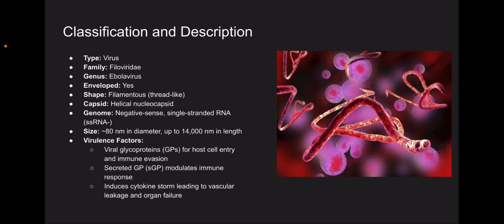This virus also releases a secreted form of the glycoprotein called SGP into the bloodstream. This SGP acts like a decoy by binding to and distracting the immune system's antibodies, which helps the virus avoid detection and destruction. Altogether, the structure and function of Ebola virus make it highly efficient and dangerous in its ability to invade, replicate, and cause severe disease.